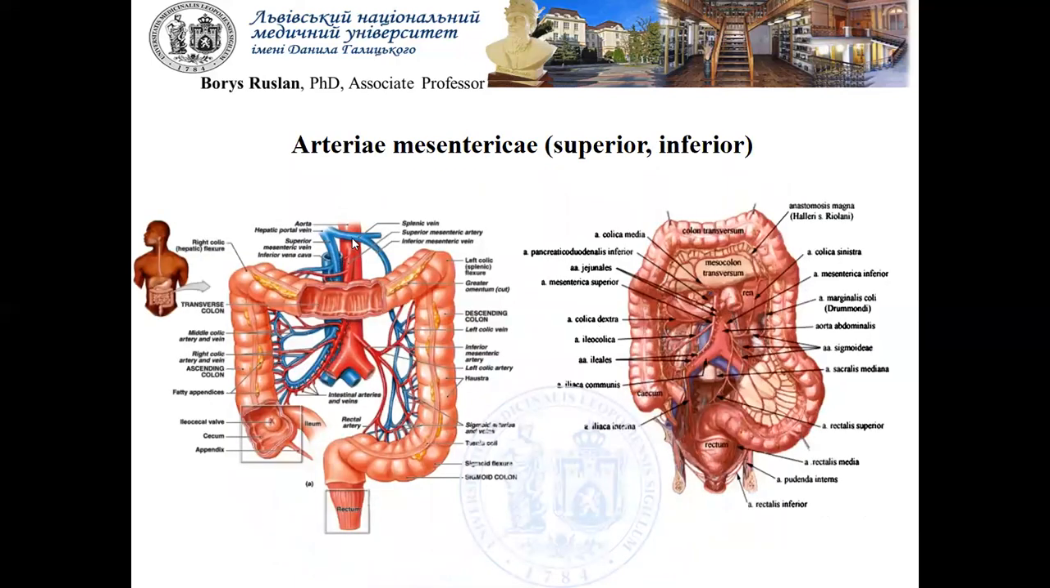In this picture, you can see the superior and inferior mesenteric arteries. The superior mesenteric artery supplies blood to the small intestine, as visible here, including the jejunum and ileum, and part of the large intestine, the ascending and transverse parts. The inferior mesenteric artery supplies blood to the descending colon, the sigmoid, and part of the rectum.